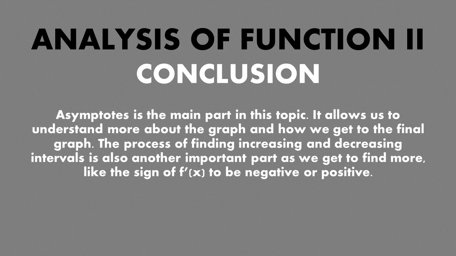With all that, we can conclude that asymptotes are the main part of this topic. They allow us to understand more about the graph and how we get to the final graph. The process of finding increasing and decreasing intervals is also an important part, as we get to find the sign of f prime to be negative or positive.